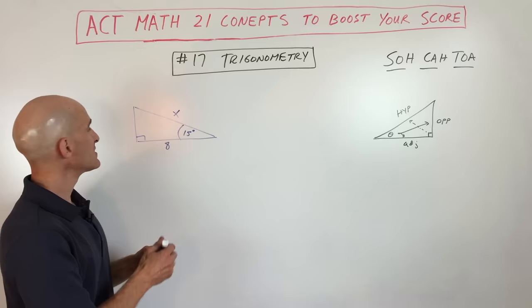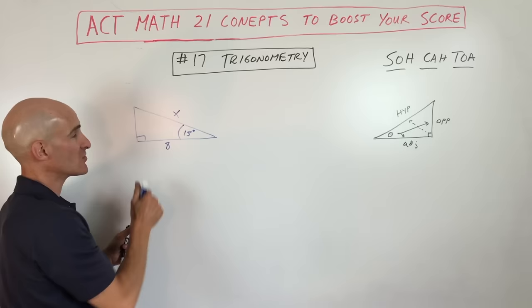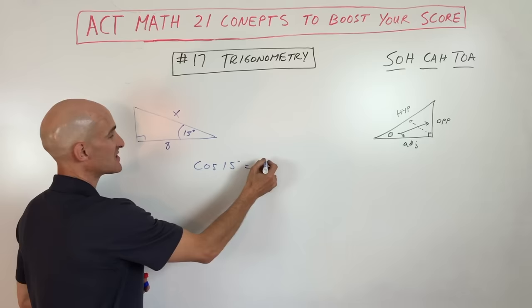Say you want to solve for this missing side right here, x. So they give us the angle, they give us a side adjacent to the angle, and they give us a side across from the right angle, the hypotenuse. That's what we want to solve for, actually, is the hypotenuse. So here we're going to use the cosine, because cosine of 15 degrees equals the adjacent side, 8, over the hypotenuse x.